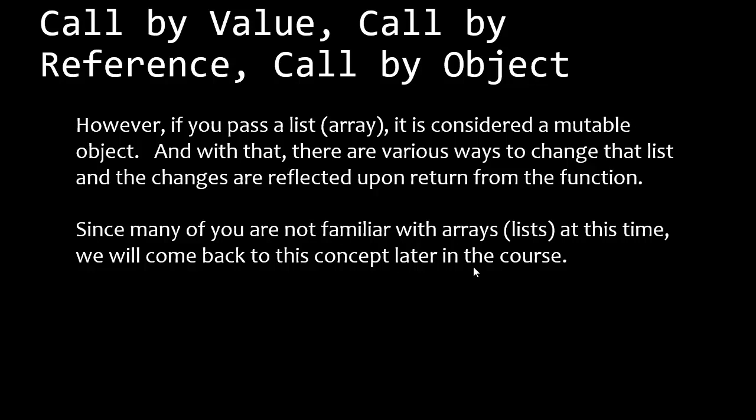However, you pass a list or an array. Once again, many of you may not know what an array is at this point in time. Some of you do. But if you don't know what an array is, that's fine at this point in time. We're not going to dive into it too much. We will a little bit later on in this course. But an array, or a list as it's called in Python, is considered a mutable object. With that, there are various ways to change that list, and the changes are reflected upon the return of the function. Since many of you are not familiar with arrays, we're not going to really talk about that right now. There's no need to talk about it. We'll deal with that a little bit later on in the course.